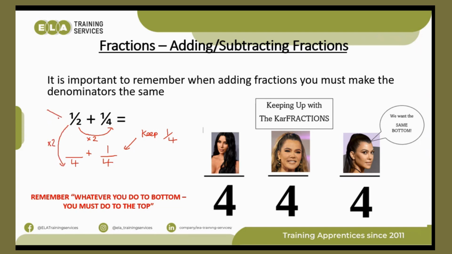And then you do the same to the top. So we do 1 times 2, which is 2. And then we add the top numbers and we keep the bottom the same. Which is 3/4. And that is how we add fractions when we can turn one bottom into the other.